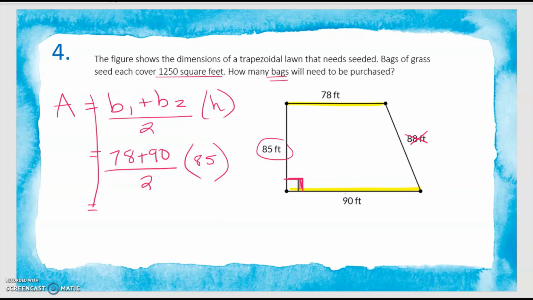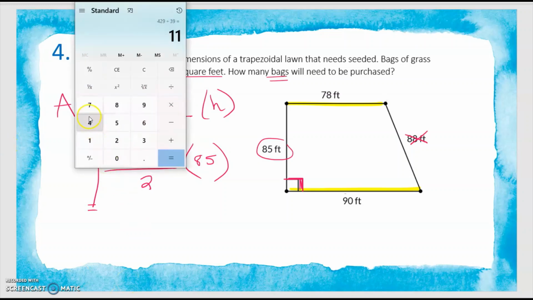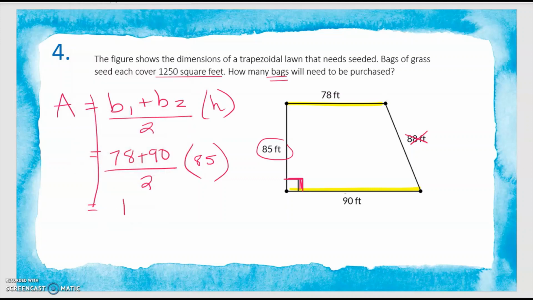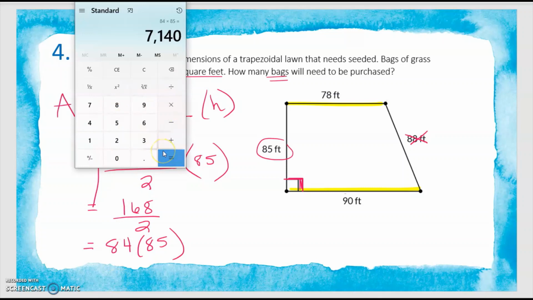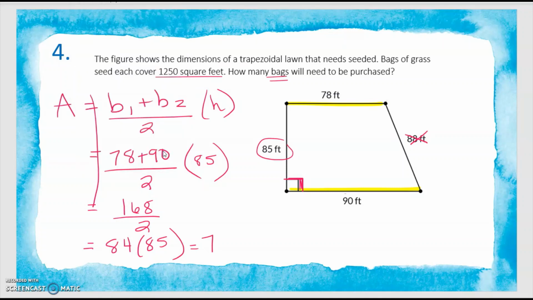Okay. So I'm going to do 78 plus 90, my calculator, hit equal 168, and I'm going to divide that by 2. So 168 divided by 2, and I think that said 84. Yes, and so now I'm going to do 84 times 85. And that is 7,140 feet squared. Remember, this is the area, so we're not done, but I did need to know how big my space was.